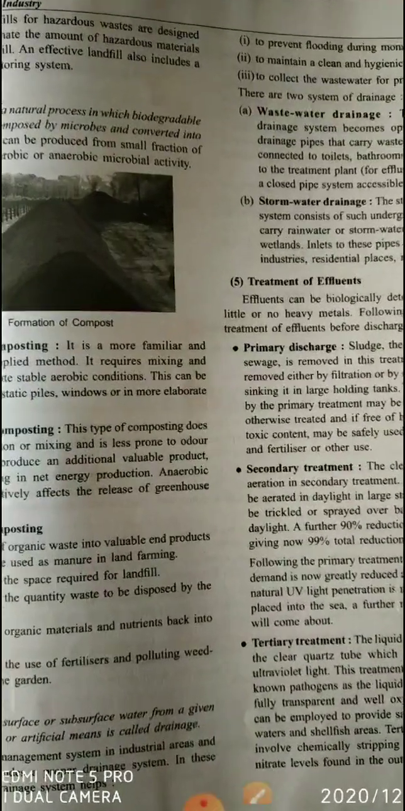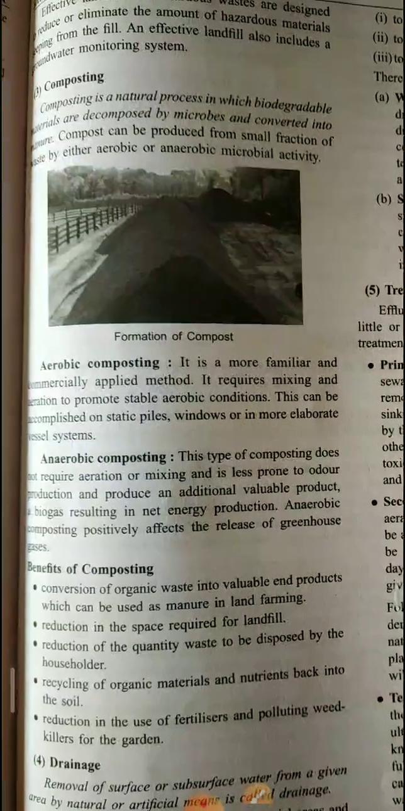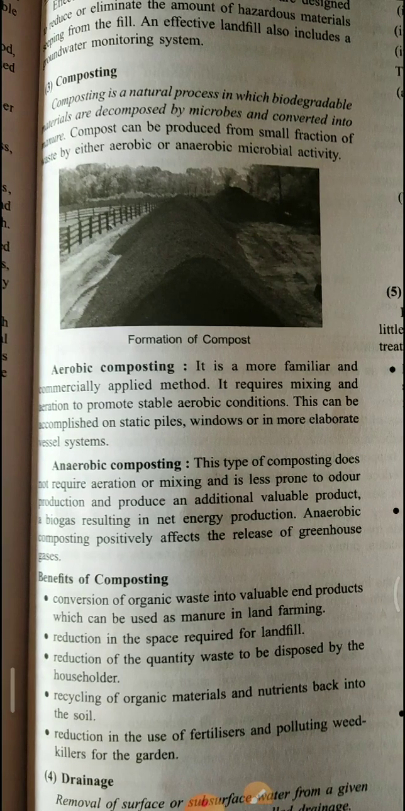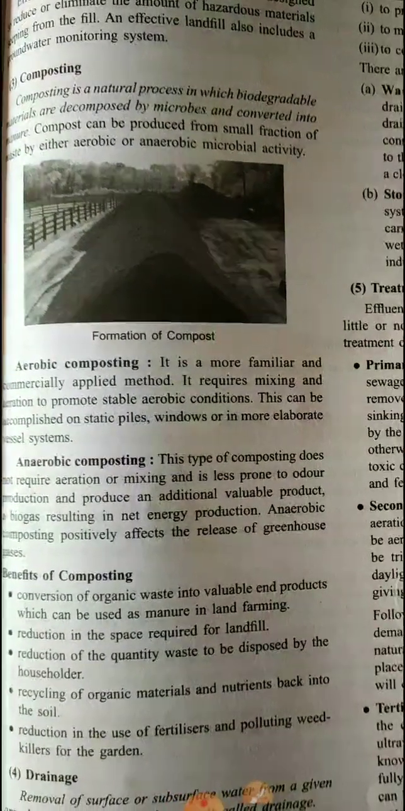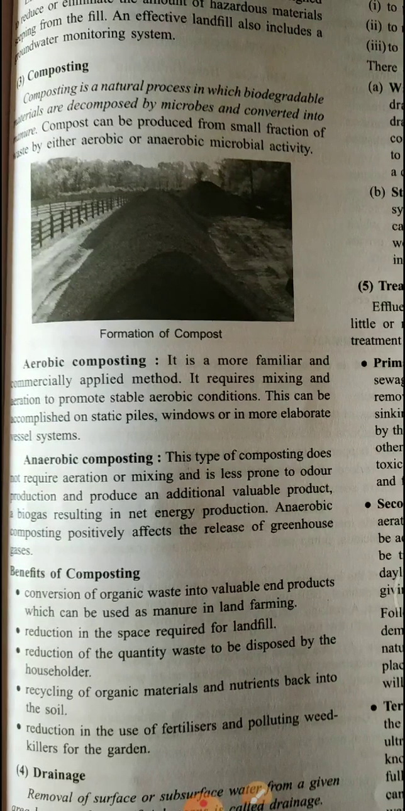Okay, then see how we will do composting, meaning how we will convert things into manure. Composting is a natural process in which biodegradable, natural waste is decomposed by microbes and converted into manure. Compost can be produced from a small fraction of waste by either aerobic or anaerobic microbial activity. Aerobic composting, anaerobic composting.